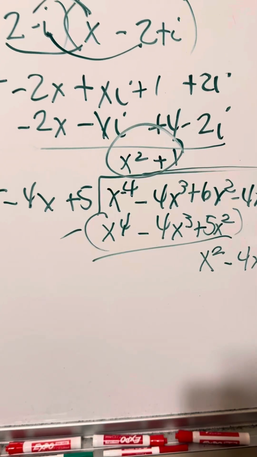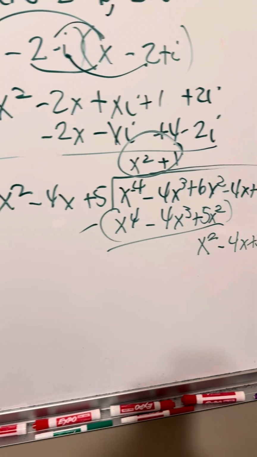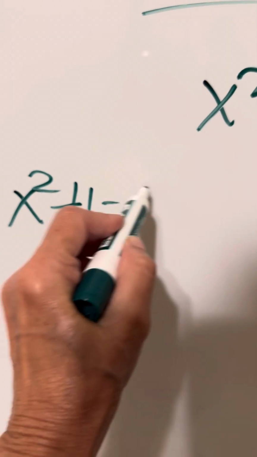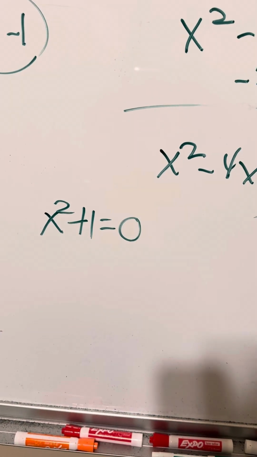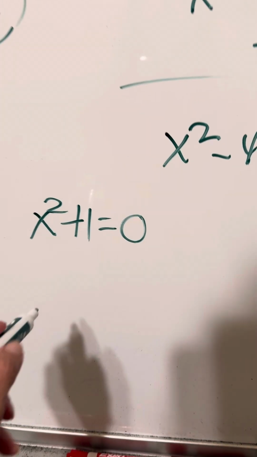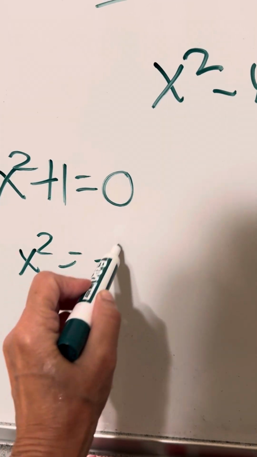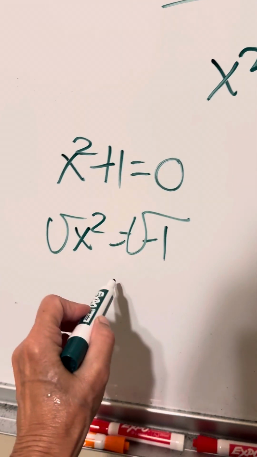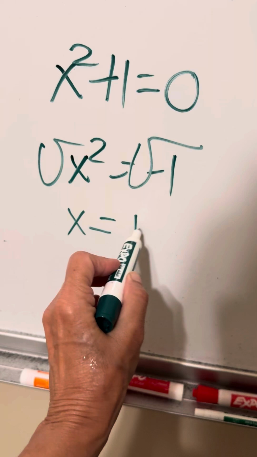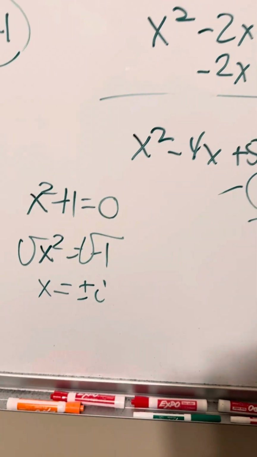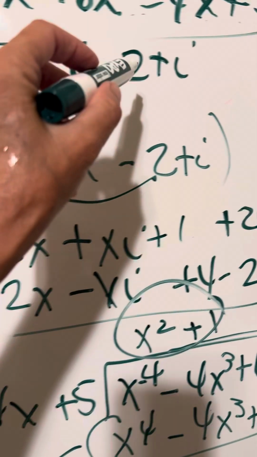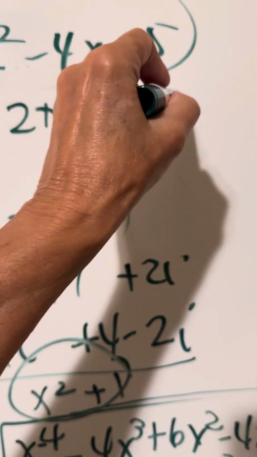So that's another factor. So my other zeros would be x squared plus 1 equals 0. Subtract the 1. x squared is negative 1. Take the square root. That's x is plus and minus i. So 2 minus i, 2 plus i, i, and minus i.